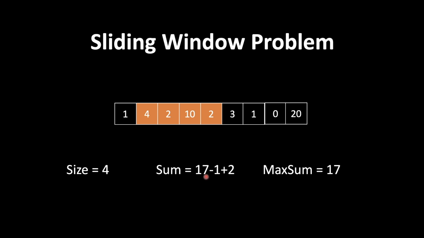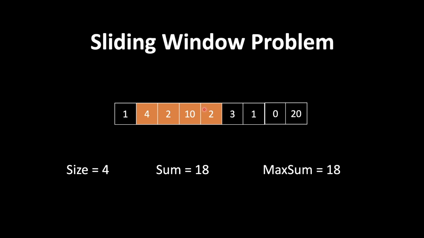See, we got 17, was our previous sum. We lost 1, minus 1, and we got 2. So add 2. Now this sum is greater than the maximum sum, so we will update our max sum.